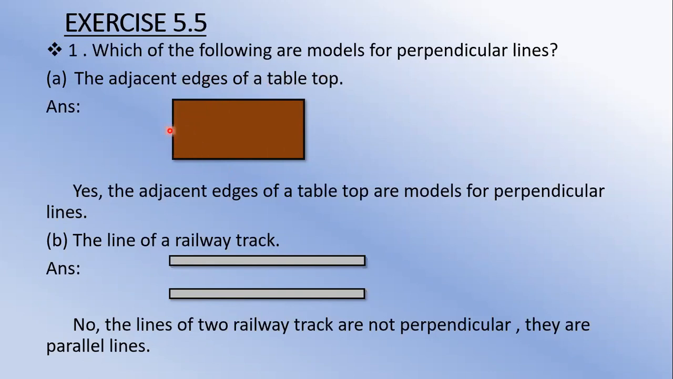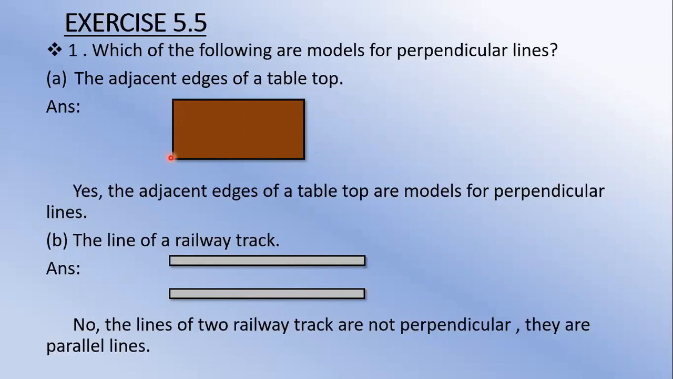What are adjacent edges? Two edges having a common vertex are called adjacent edges. Here we will consider these two edges. See, this vertical side and this horizontal side form one pair of adjacent edges. Here, this horizontal and this vertical part will form the second pair of adjacent edges. Again, this vertical part and this top side will form the third pair of adjacent sides. Again, this top side and this vertical side will form the fourth pair of adjacent edges. That means a tabletop has 4 pairs of adjacent edges.